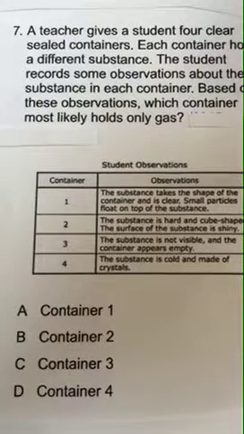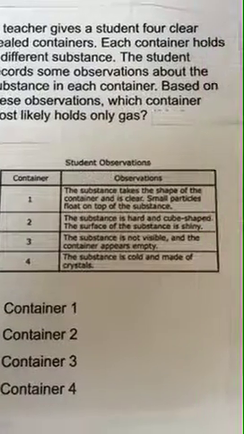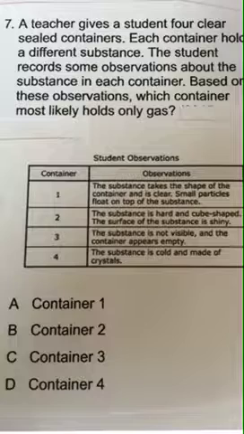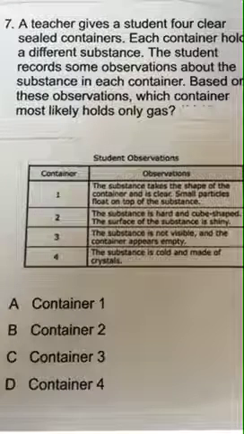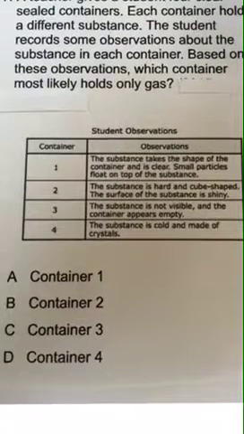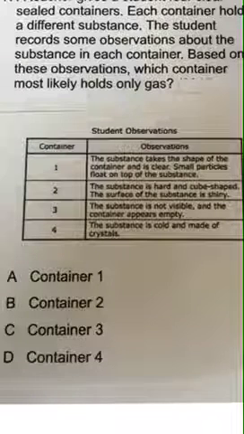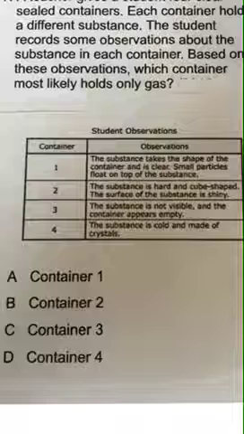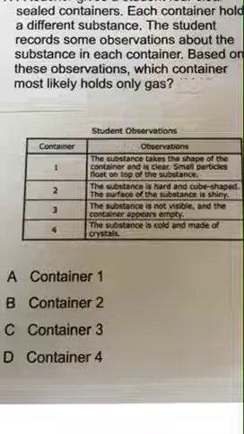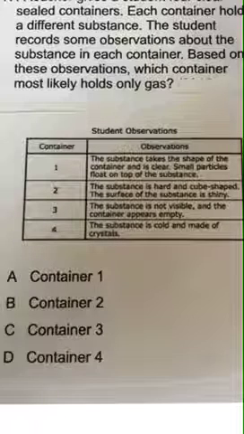So, based on these observations, which container most likely holds only gas? You have to remember what the characteristics of gas are. A, container 1, B, container 2, C, container 3, D, container 4.